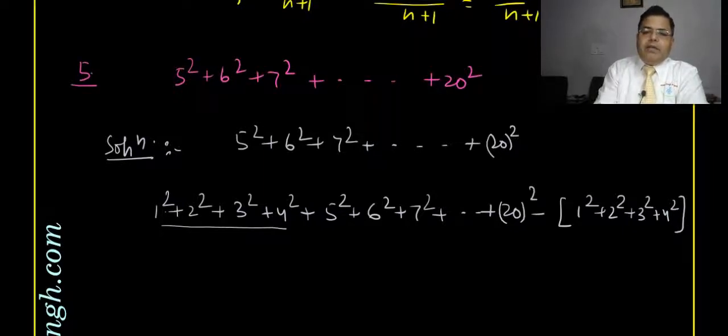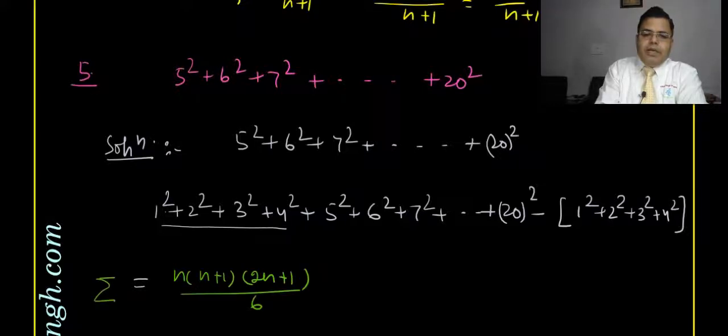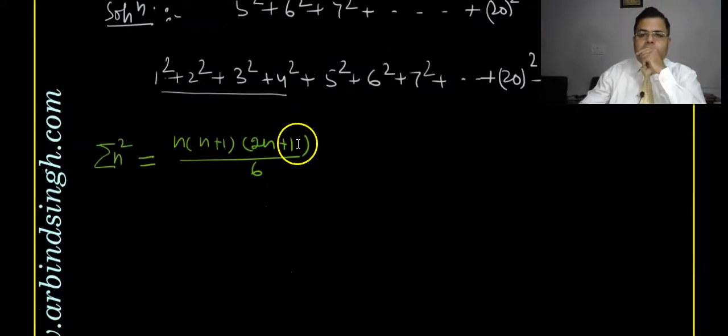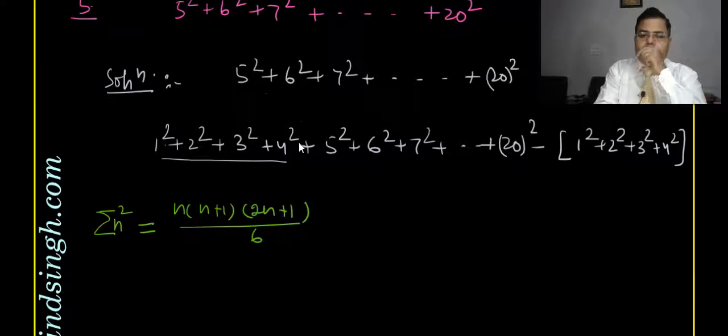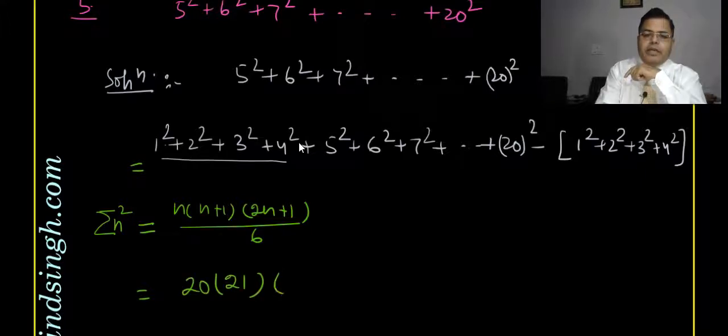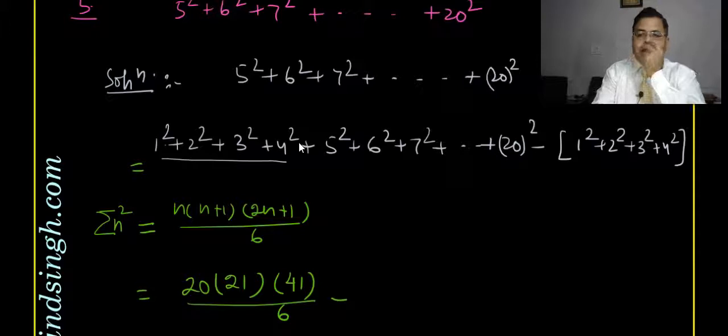Now this can be calculated by using the sum of squares of n natural numbers, where n is 20. So the formula given is n into (n plus 1) into (2n plus 1) upon 6, the sum of squares of n natural numbers, and therefore we will use it here. So the sum of squares up to 20 natural numbers can be written as 20 into (20 plus 1) that is 21, into (2 into 20) that is 40 plus 1, 41, divided by 6, minus the same formula applied here also.